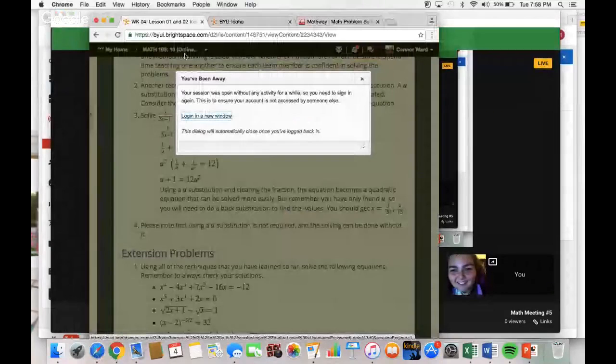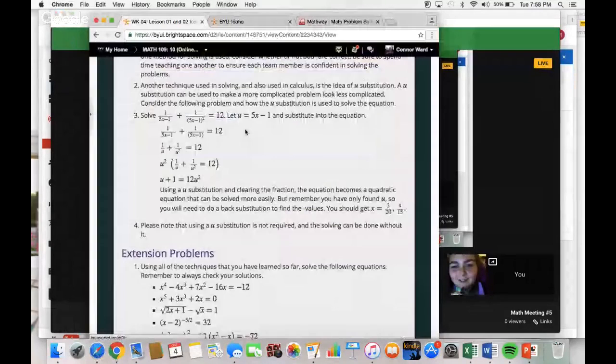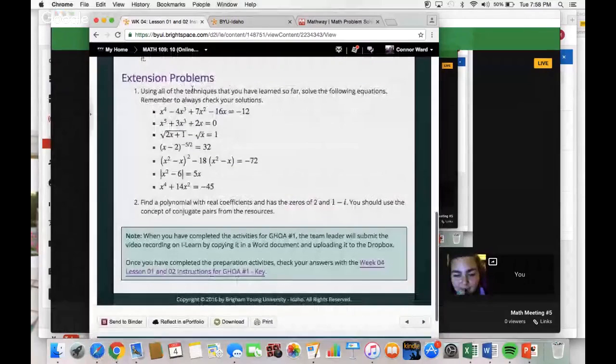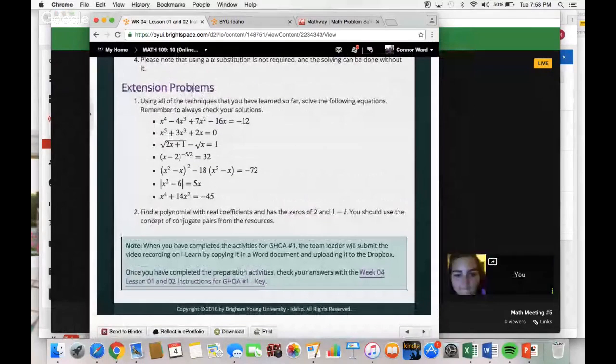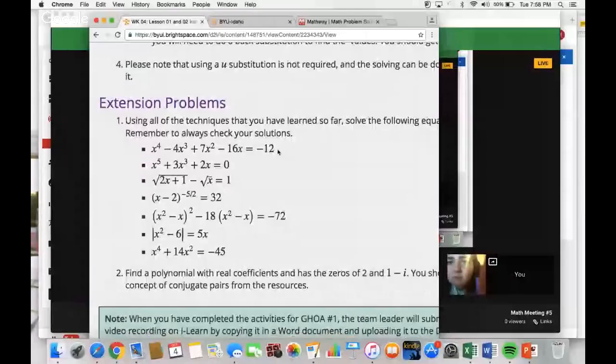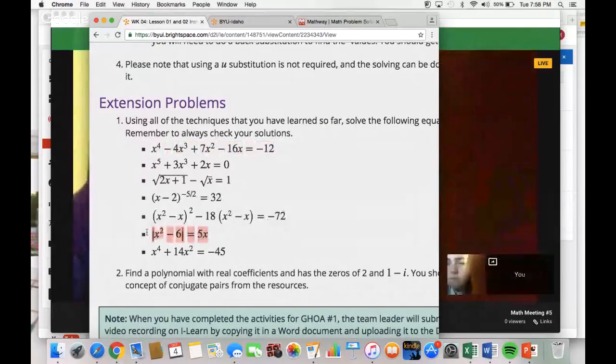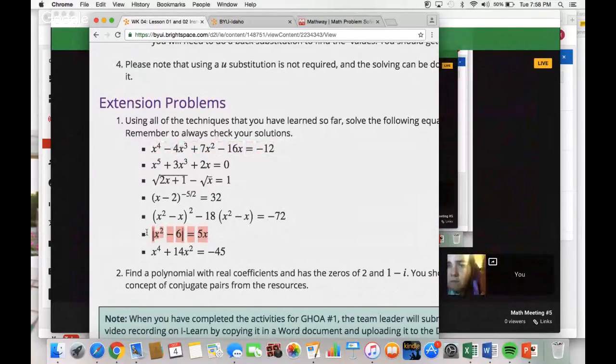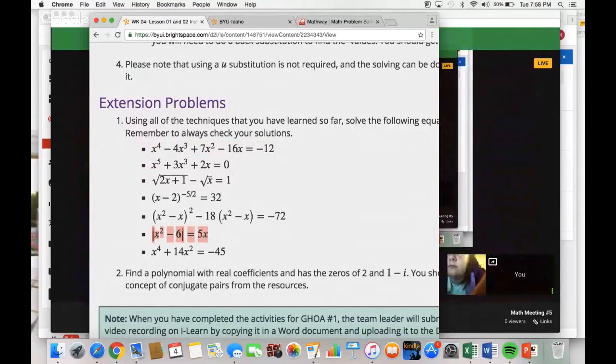I'll show you. Let's see, for the extension problems, I was able to figure out this top one on my own, and this one. Other than that, is it the absolute value? Oh yeah, it's the absolute value one. Yep.